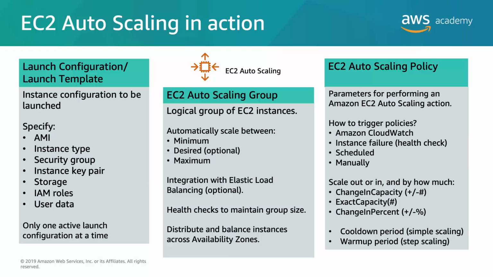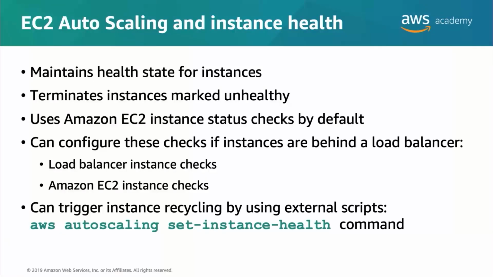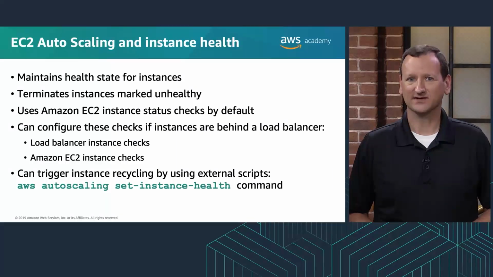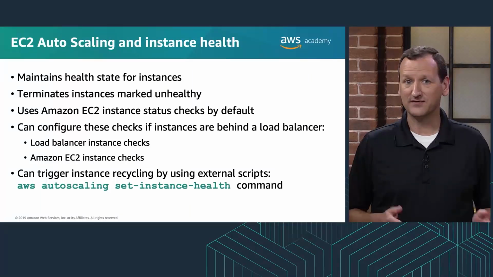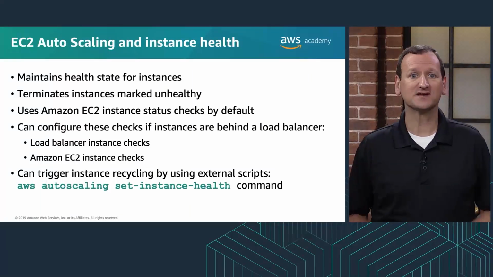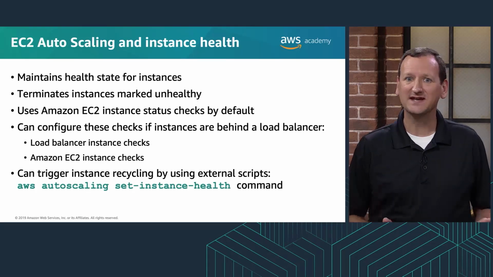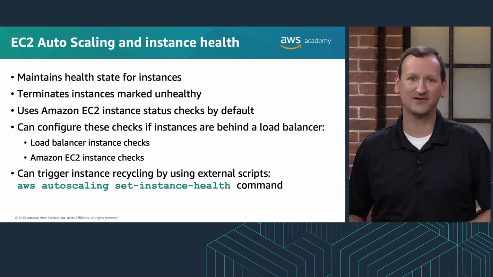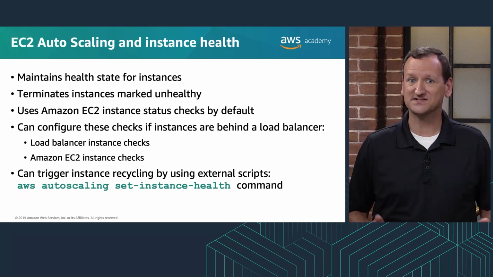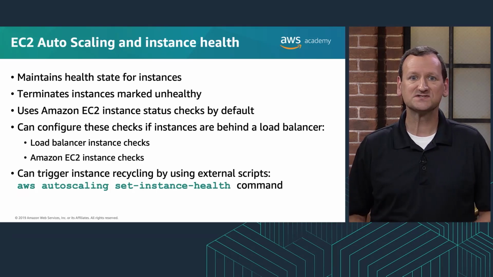Amazon EC2 Autoscaling tracks the health state of instances and can then terminate instances that are marked as unhealthy. You could use it to help ensure that the instances in the group are functioning properly. By default, Amazon EC2 Autoscaling uses EC2 instance status checks. If an autoscaling group is behind a load balancer, either the load balancer's instance checks or the Amazon EC2 instance checks are used for health monitoring. But you could use external scripts to trigger recycling of an instance at any time by invoking the AWS Autoscaling set instance health command. If you want more information about instance status checks, search for monitoring system status checks in the AWS documentation.